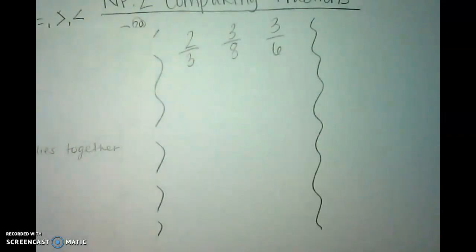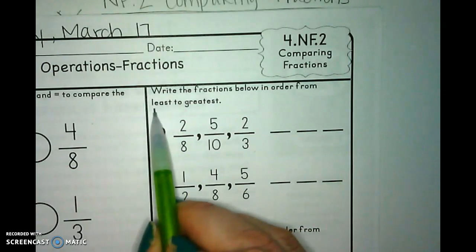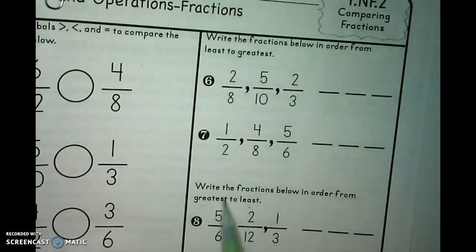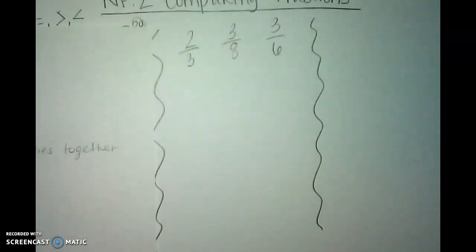They give you the 3, and on yours, make sure you're paying attention to whether it says least to greatest or greatest to least, because they're switching it up on you right here. All right. Anyways, back to the example problem. The first thing we are going to do with these is find the least common multiple.